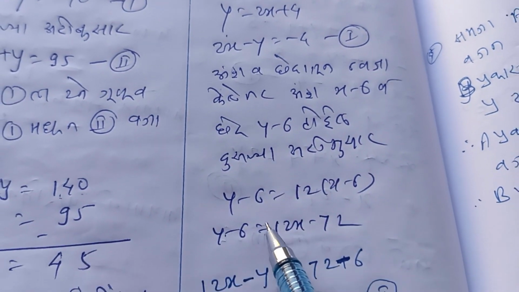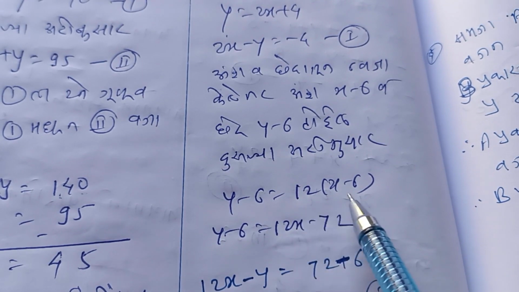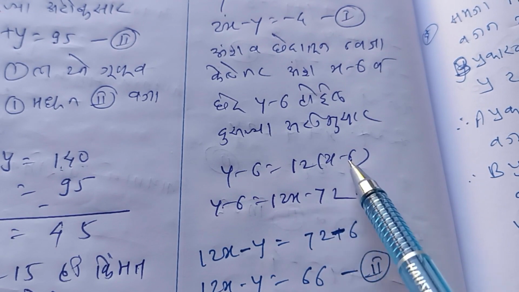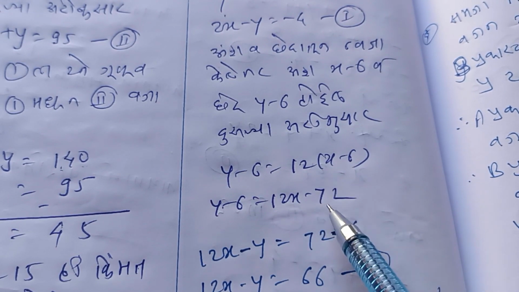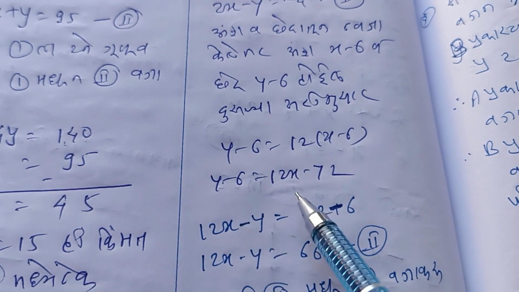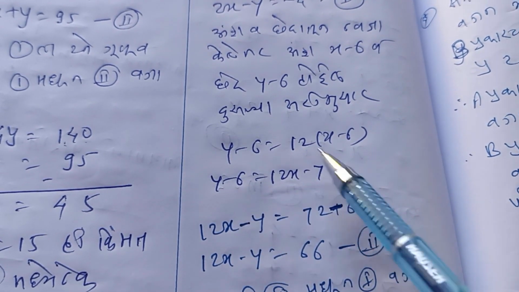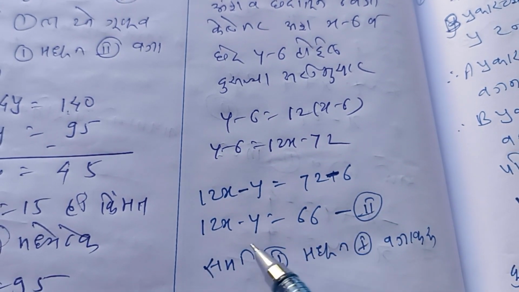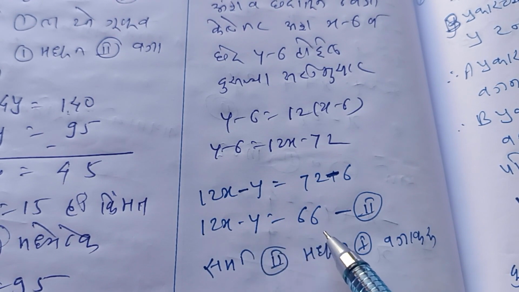From the second condition, y minus 6 is equal to 12 into x minus 6. y minus 6 is equal to 12x minus 12 into 6, which is 72. 12x minus y is equal to minus 72 plus 6, that is 66. The second equation is 12x minus y is equal to 66.